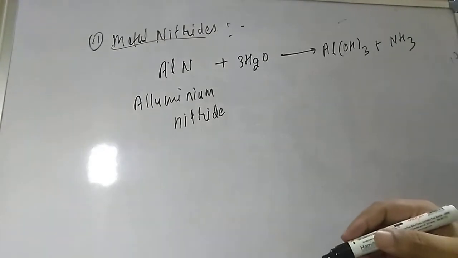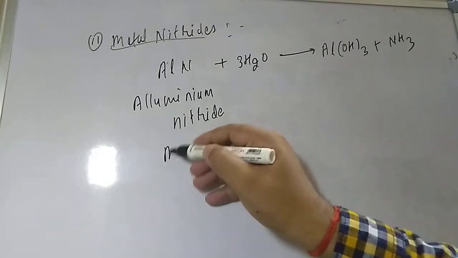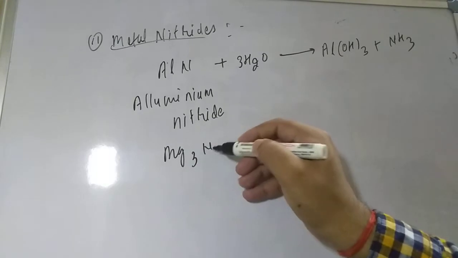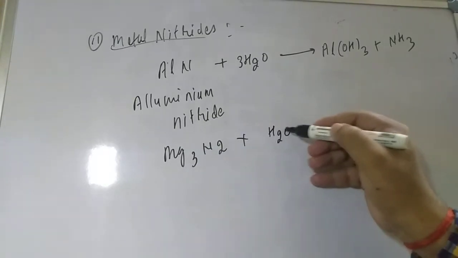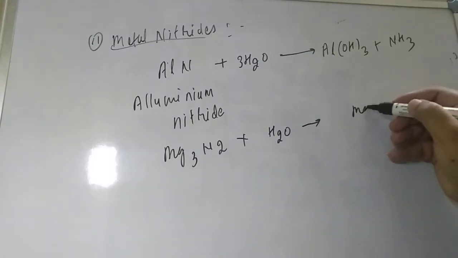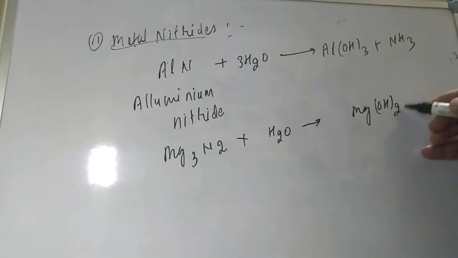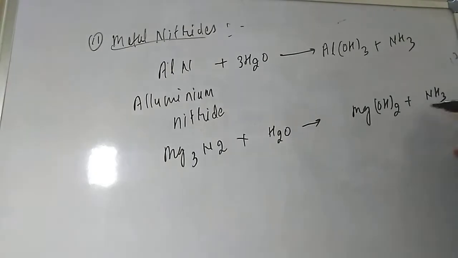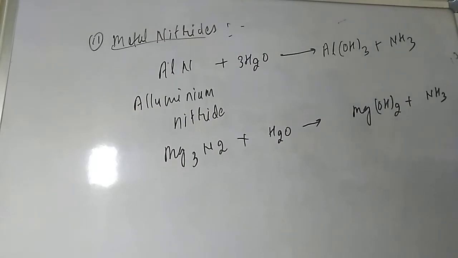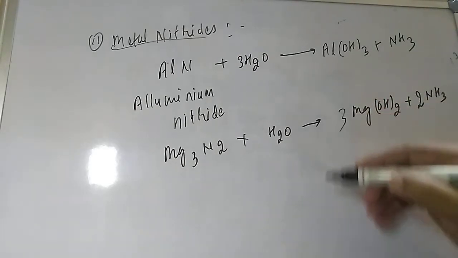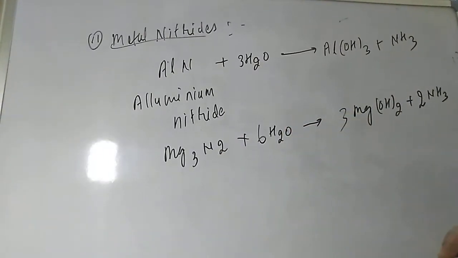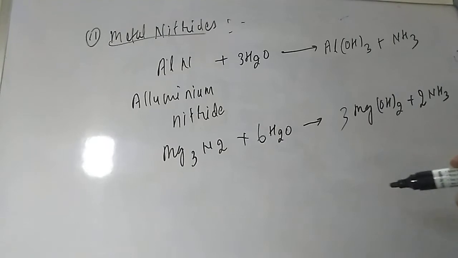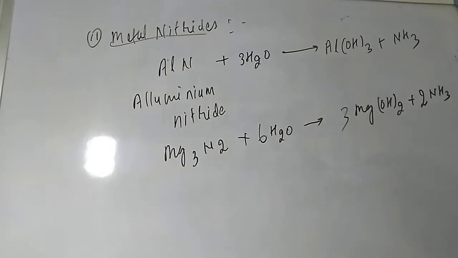Suppose you take another nitride, Mg3N2, magnesium nitride, and you treat it with water. Firstly it will give magnesium hydroxide, and along with that it will give ammonia. Now we can balance this equation by multiplying. Here is 2 moles of ammonia, here is 3 because 3 magnesium is there. So how many water molecules? 6 water molecules will be required. So from metal nitrides we can also prepare ammonia.